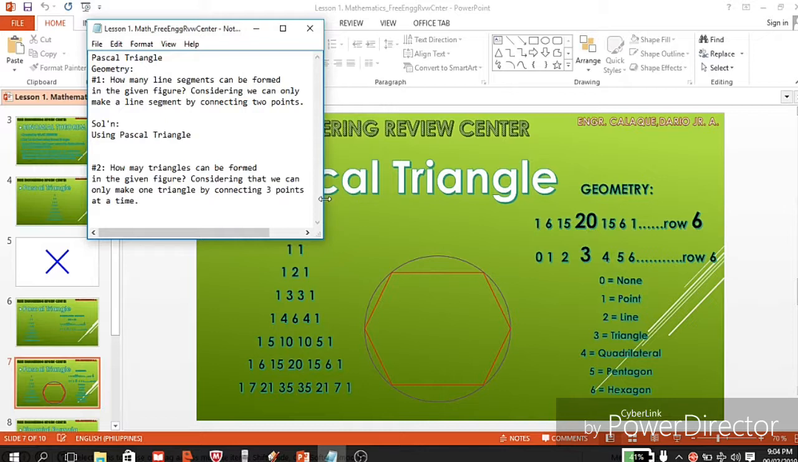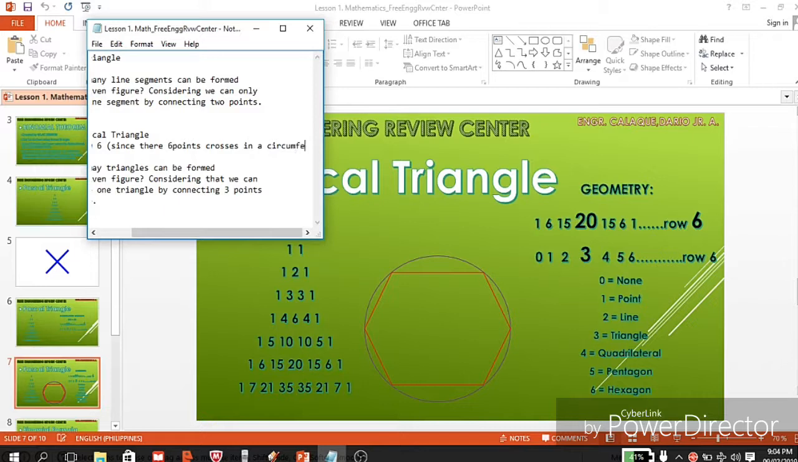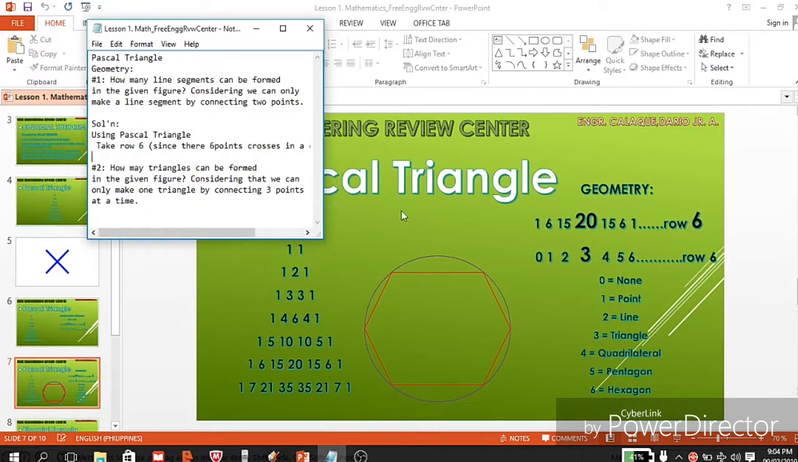So take row 6 since there are 6 points on the circumference.